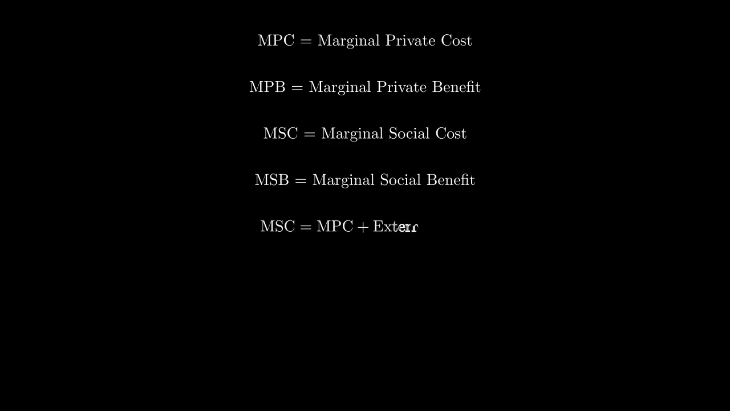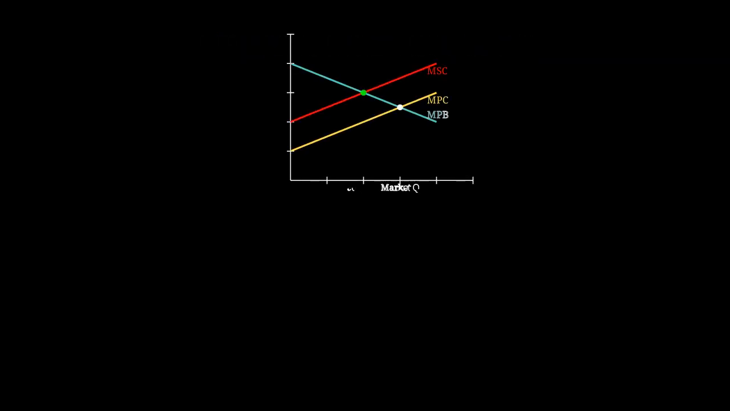We calculate marginal social cost by adding external costs to marginal private cost. Similarly, marginal social benefit equals marginal private benefit plus external benefits. Let's graph a negative externality to see how it creates market inefficiency. Here's a negative externality graph.